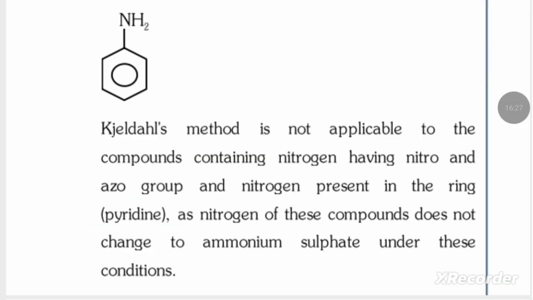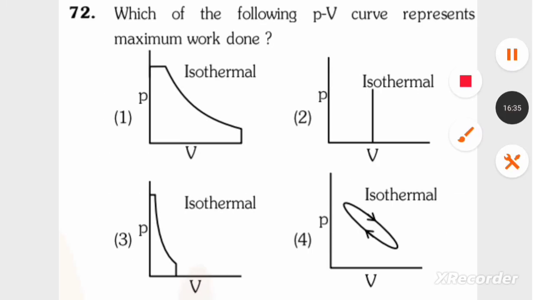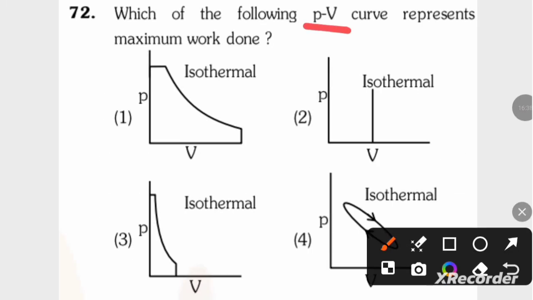You can see the explanation part here. Aniline, or benzenamine, can be estimated by the Kjeldahl method. Let us move to the next question. Which of the following pressure volume curves represents maximum work done?